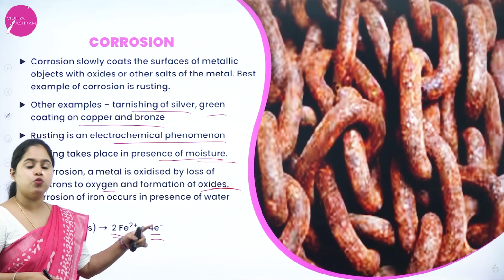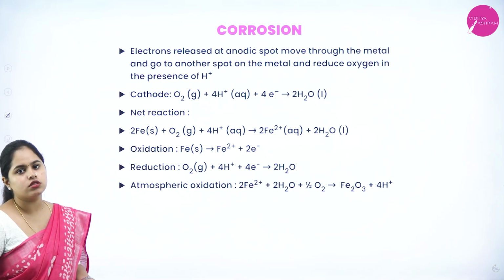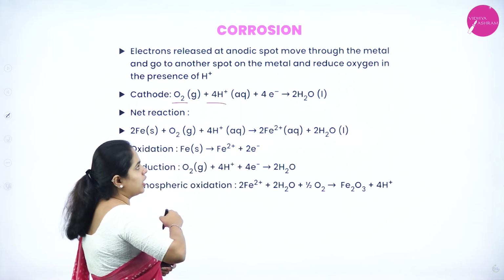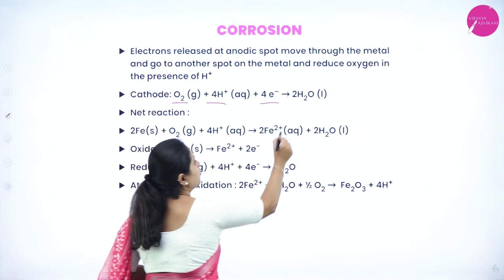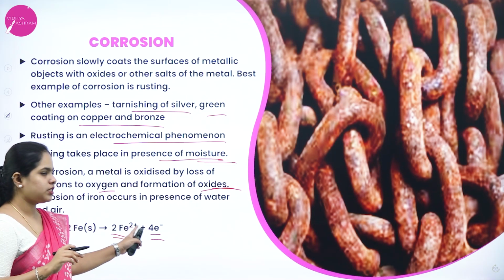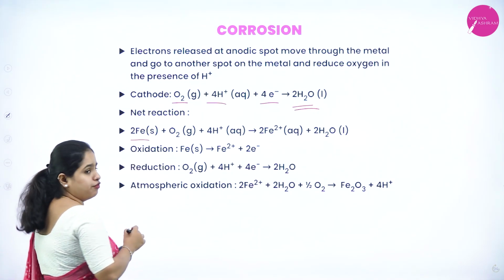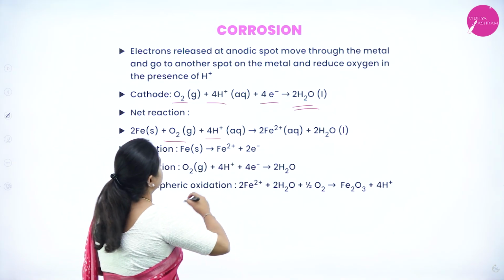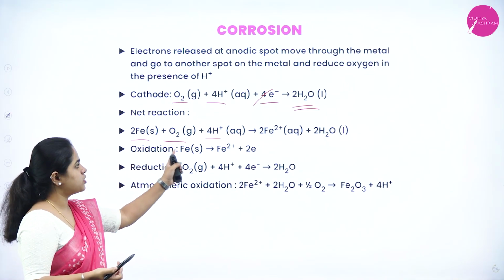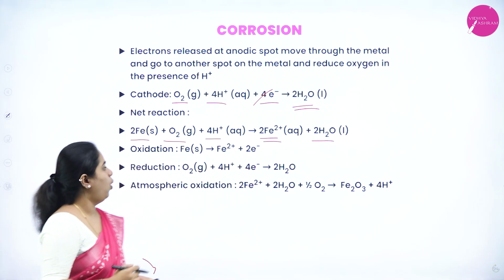These electrons move to the cathode spot, where they are accepted by oxygen, which undergoes reduction. At the cathode, oxygen in the presence of H+ ions accepts these 4 electrons and forms water. So, the electrons released at the anode are accepted by the oxygen. Let's see the net reaction then. Fe plus O2 plus 4H+ plus 4 electrons, and the 4 electrons get cancelled. So, Fe plus O2 plus 4H+ forms Fe2+ and water. This is the overall reaction.